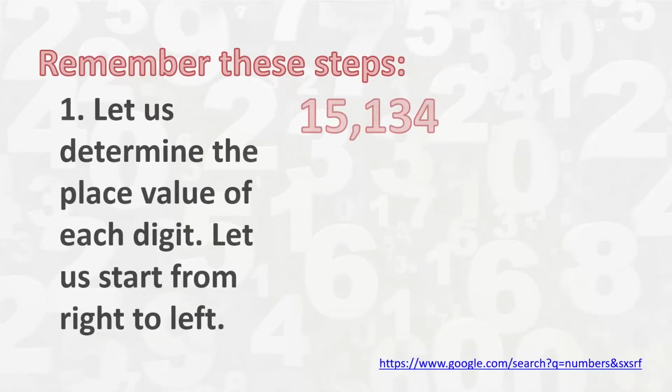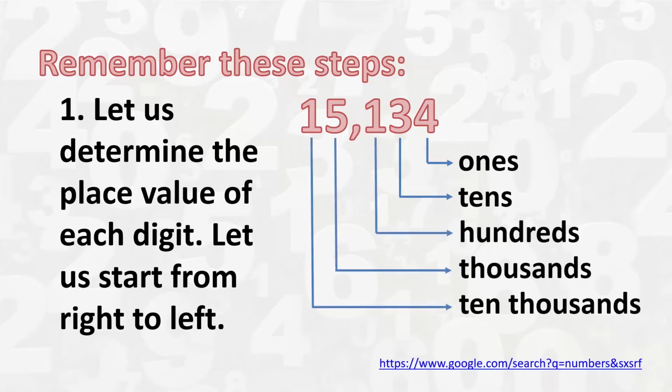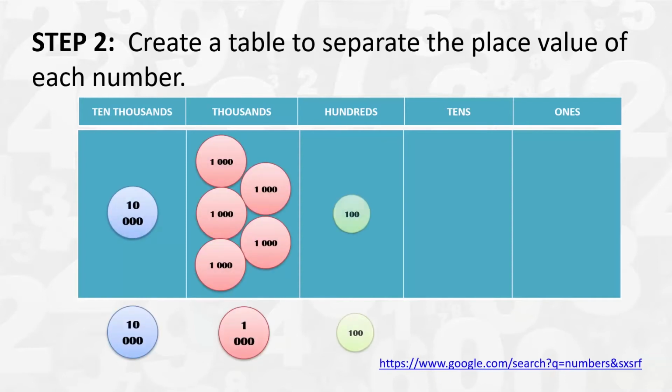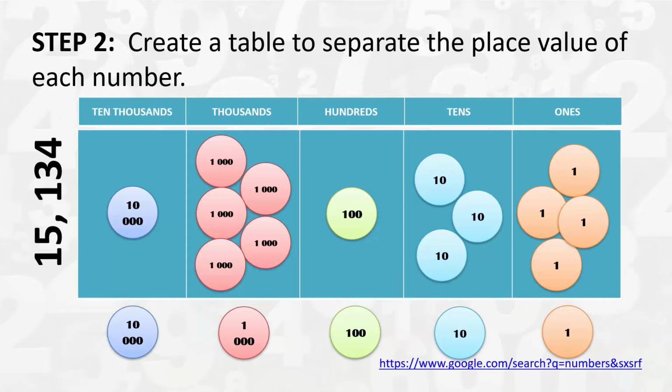Step 1. Let us determine the place value of each digit. Let us start from right to left. So we have ones, tens, hundreds, thousands, and ten thousands. Step 2. We can create a table to separate the place value of each number. Now that we have the table, we can put the value of each digit to their corresponding place value. So we have 1 ten thousand, 5 thousands, 1 hundred, 3 tens, and 4 ones.